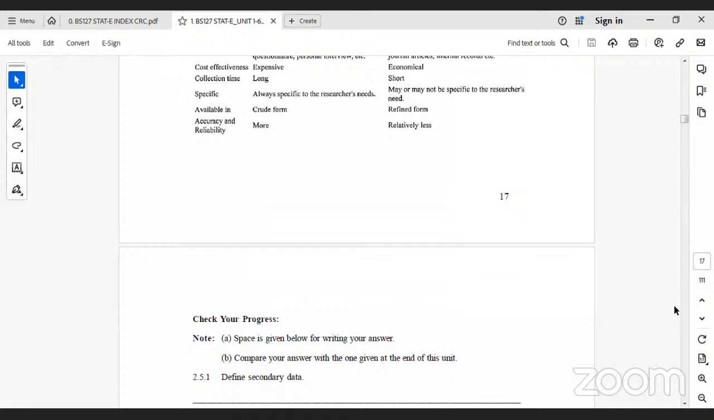Okay, you have to practice these two units. Any doubts, you can write them down and we will discuss in the next class.